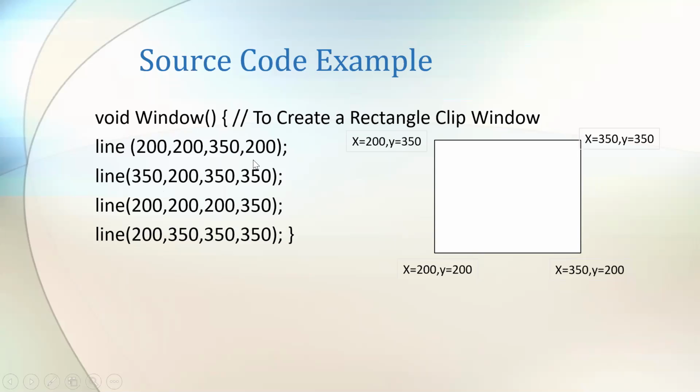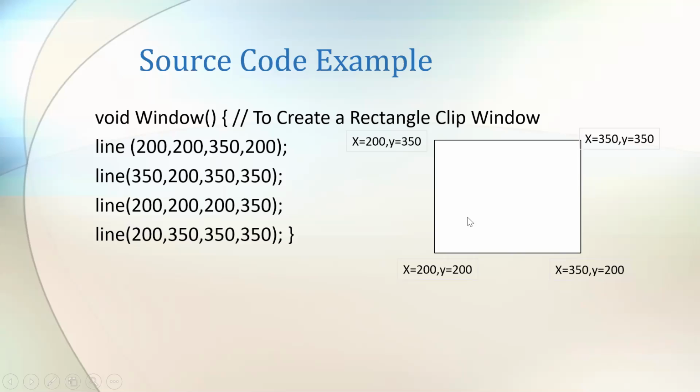So this is the source code for the first function which I told, void window. Window is a function which is used to create a clip window, and I've given you an example. Here the inbuilt line functions are used, which come under graphics.h. The first value here is x1, this is y1, this is x2, and this is y2. Depending on that, I've drawn a rectangular box, and this is going to be your clip window, and I've given the values also. I hope you'll have understood that.